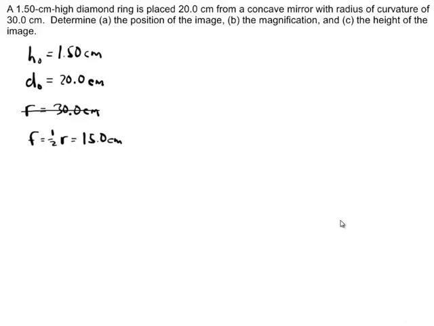To find the position of the image, we're going to use the mirror equation. 1 over F equals 1 over dO plus 1 over dI. And let's go ahead and substitute the numbers. So I'm going to get 1 over 15, and I'm not going to use units because they're all the same units, and so it doesn't matter in the end.